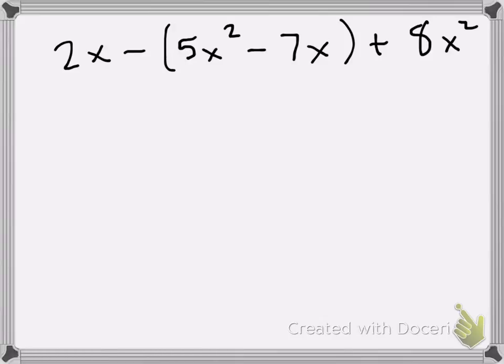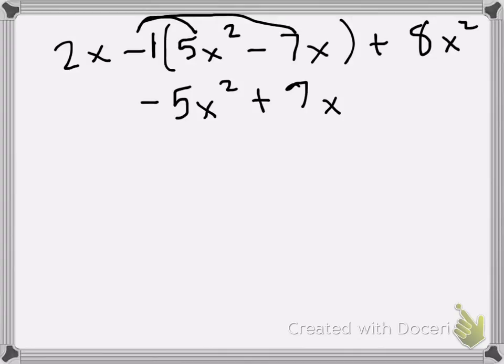In this case, that minus sign, we're going to treat like a -1. And then we're going to take that -1 and multiply it times each of our terms inside the parentheses to make them go away. So we'll wind up with -1 times 5x squared is -5x squared, and -1 times -7x is going to be a positive 7x.